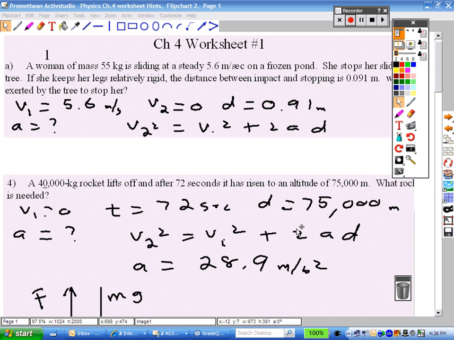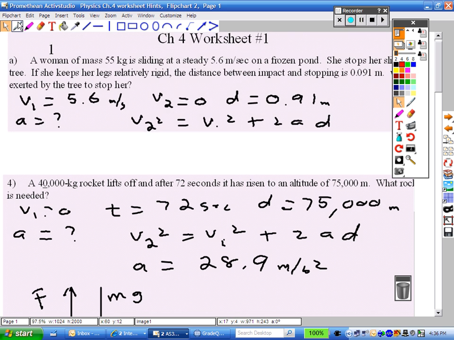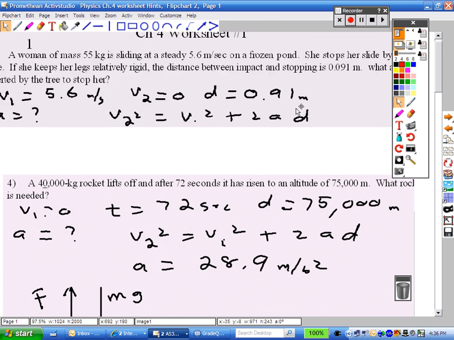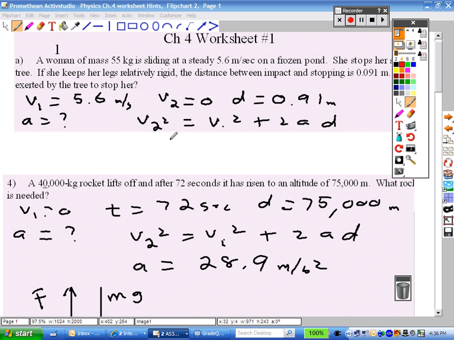Worksheet number 1 starts with the woman sliding along, and as you can see, she has a V1 of 5.6 meters per second and she has a V2 of 0 because she's going to stop. So the idea is that if you could find the acceleration by a chapter 2 and 3 formula, certainly it seems reasonable to use the one that I've got illustrated here.